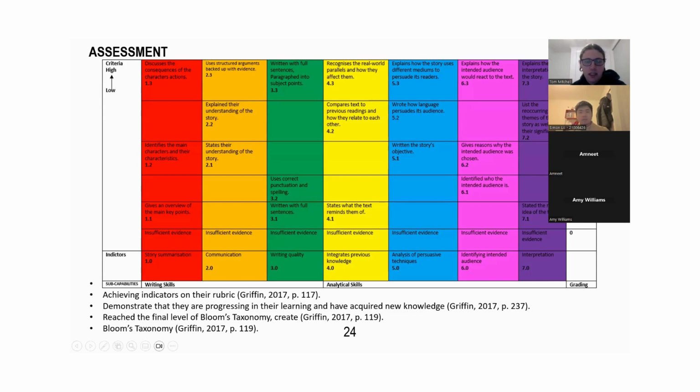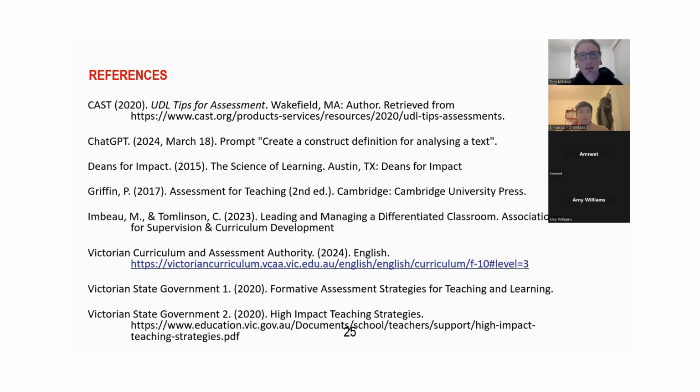Demonstrate they're progressing in their learning and acquired new knowledge. So if they had only, say, covered 4 up to here previously, and they have moved up at least maybe 1 or even 2 or even higher, they've shown that they are learning and acquiring new knowledge. They've reached the final level of Bloom's taxonomy, the create level. And this does use Bloom's taxonomy in order to assess. And that is it.